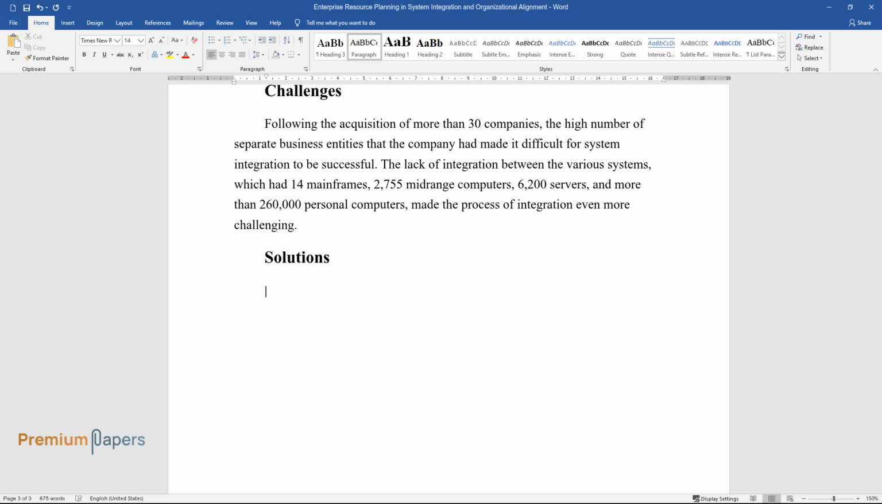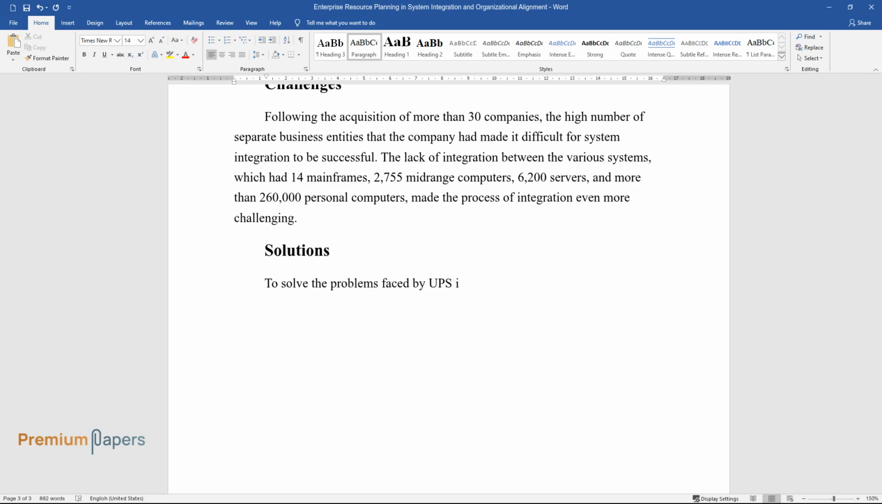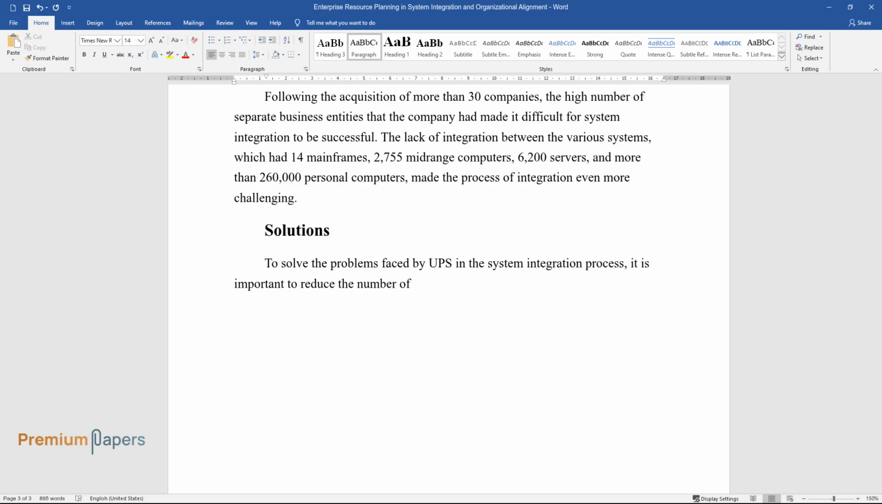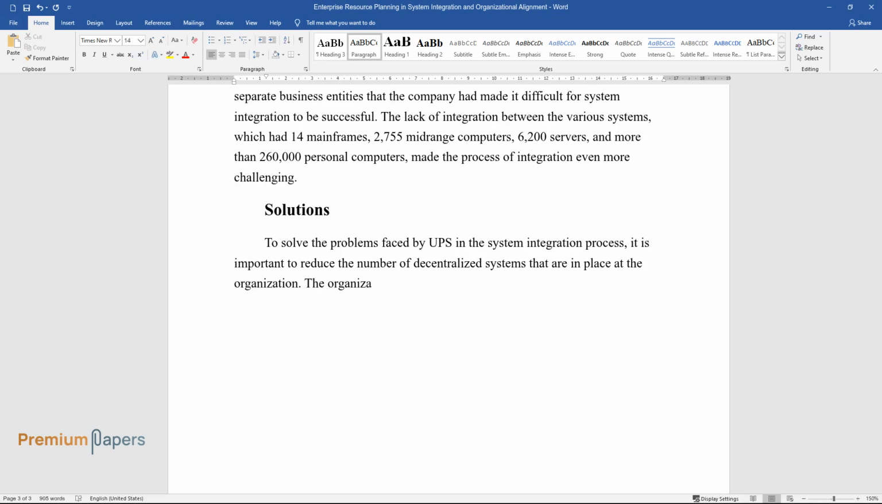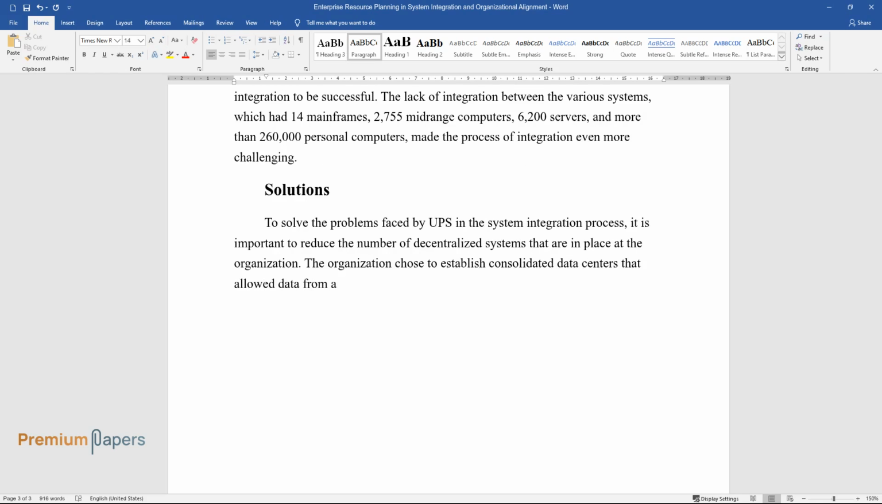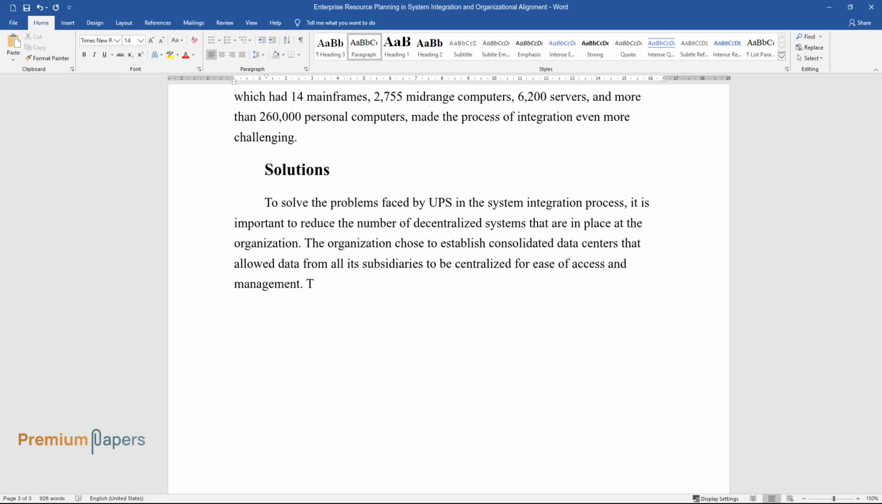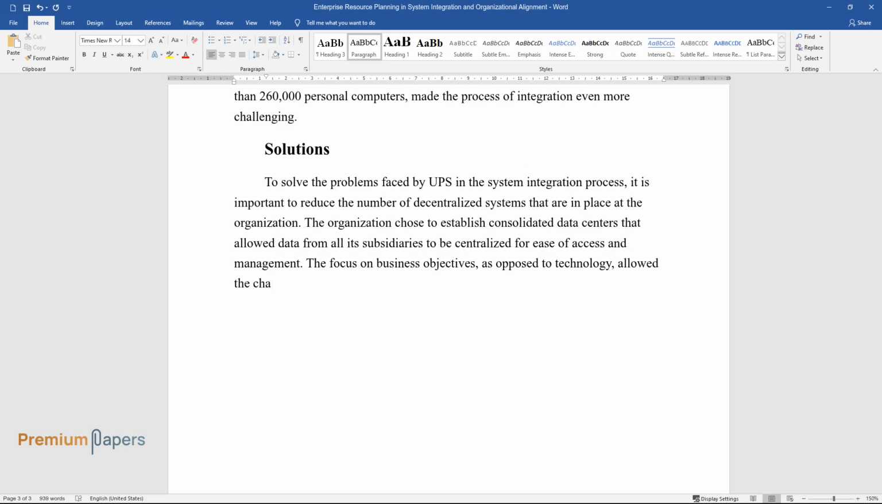Solutions. To solve the problems faced by UPS in the system integration process, it is important to reduce the number of decentralized systems that are in place at the organization. The organization chose to establish consolidated data centers that allowed data from all its subsidiaries to be centralized for ease of access and management. The focus on business objectives, as opposed to technology, allowed the challenges that the organization faced to be solved.